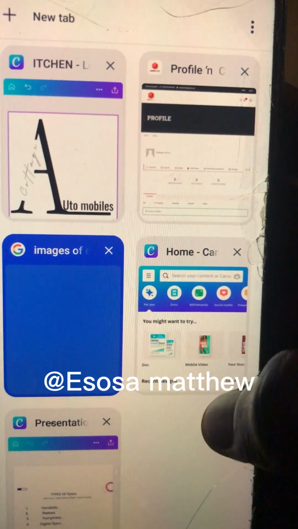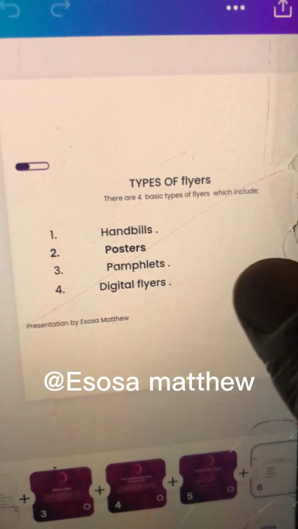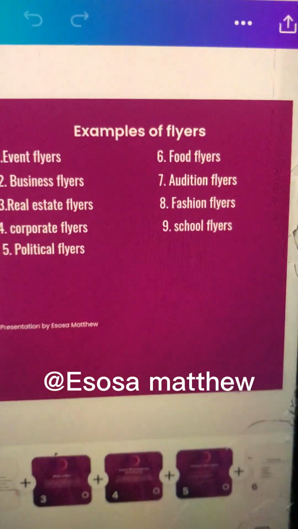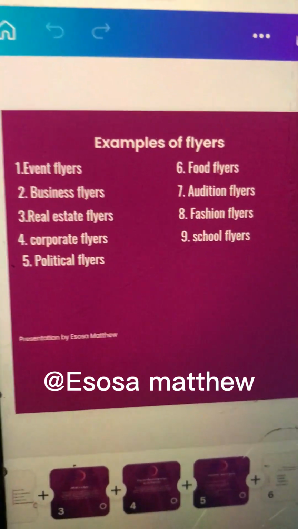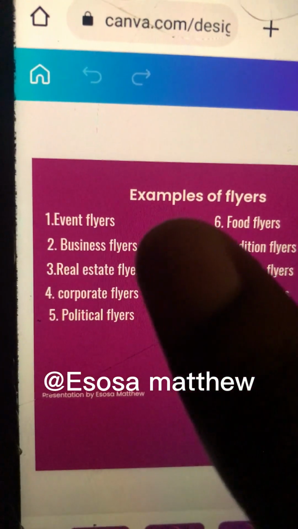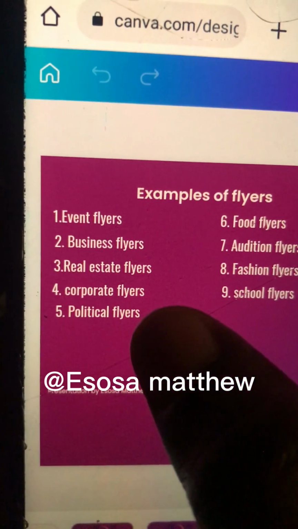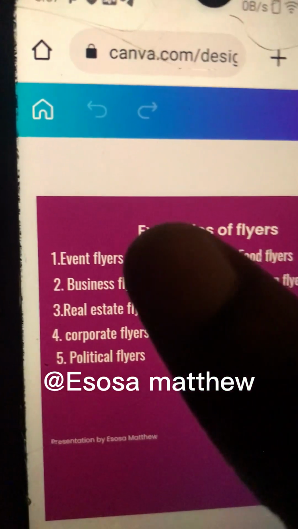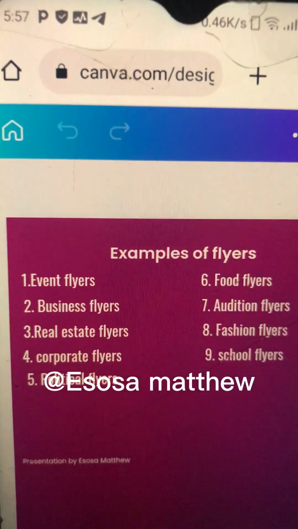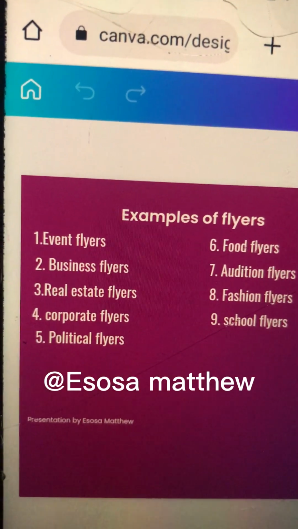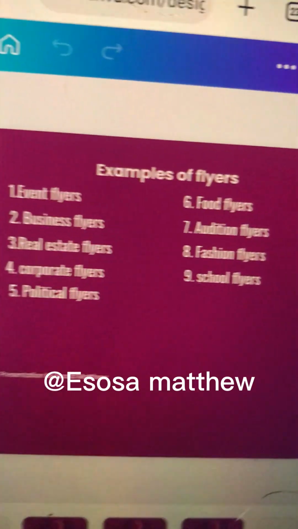All right, so let's go back to our lecture on types of flyers. So we're done with this. Next, let us talk about the examples of flyers. So examples of flyers include event flyers, business flyers, real estate flyers, corporate flyers, political flyers, food flyers, and so on. So number one, event flyers. Event flyers are those that businesses use to promote holidays, birthdays, weddings, conferences, and graduation.